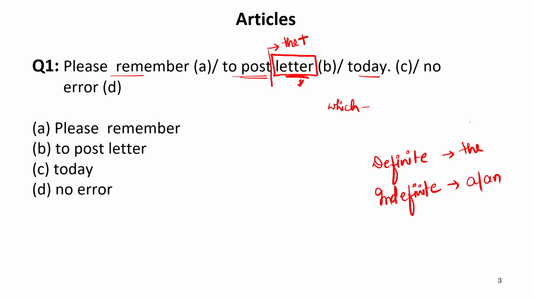Therefore, here the letter is particular. We are talking about a particular letter over there. That is why we have to use the before it. It means please remember to post the letter today. It means this has to be posted today only. So this is a particular letter. So the answer is B, because the error is in part B.